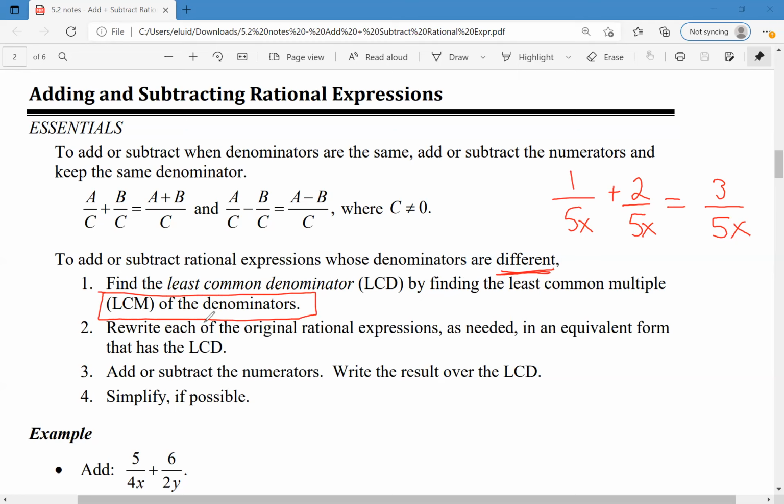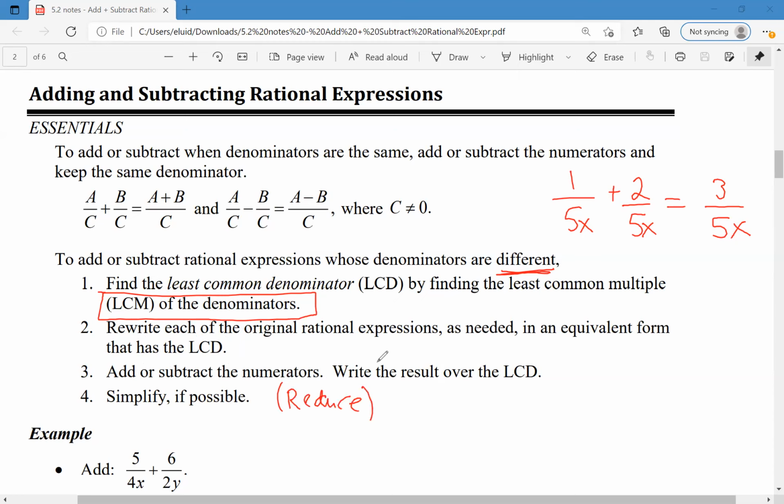Step 2 says rewrite each of the original rational expressions as needed in an equivalent form that has the LCD. Step 3, add or subtract the numerators, write the result over the LCD, and then step 4, simplify if possible, meaning you might be able to reduce at the end, possibly.